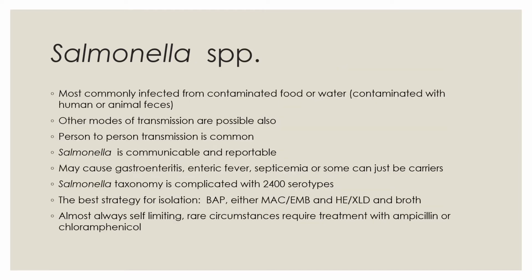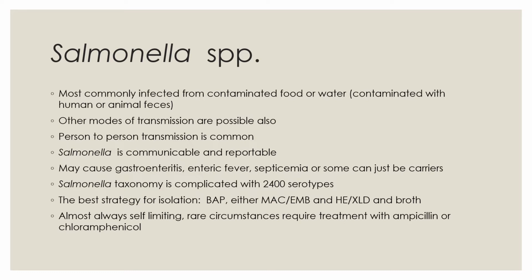This brings us to Salmonella, and most people have heard of Salmonella. This is a gastrointestinal organism where the symptoms appear in 1 to 3 days. It usually is associated with eating raw meat, poultry, milk, and eggs. You're most commonly infected by eating something contaminated with animal feces or human feces. Other modes of transmission are possible also. For instance, person-to-person transmission is common. You can actually get it from another person, usually because those people aren't washing their hands appropriately.